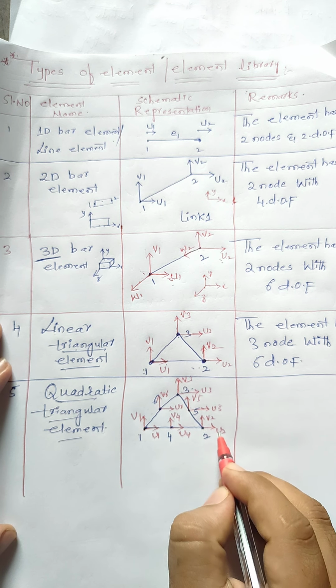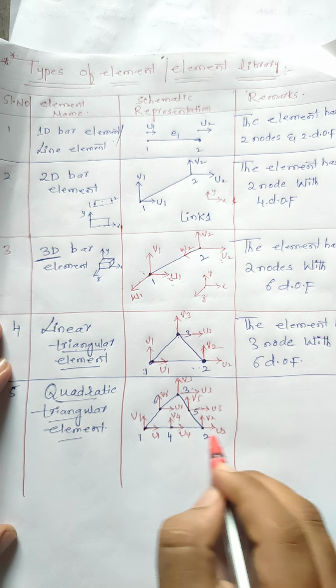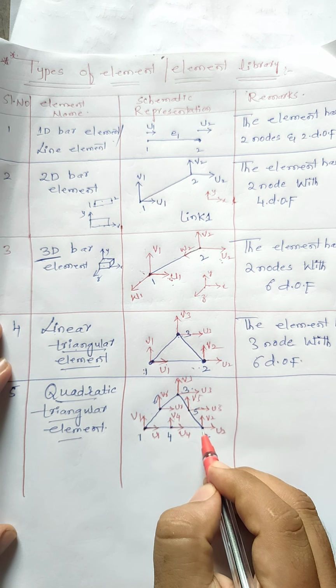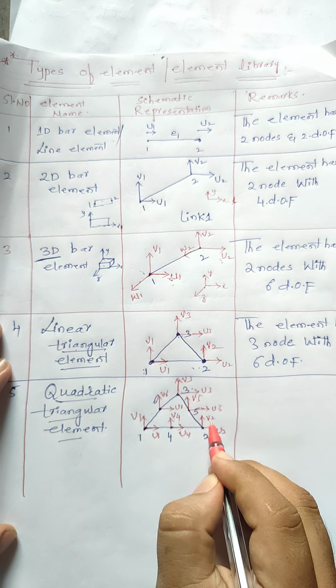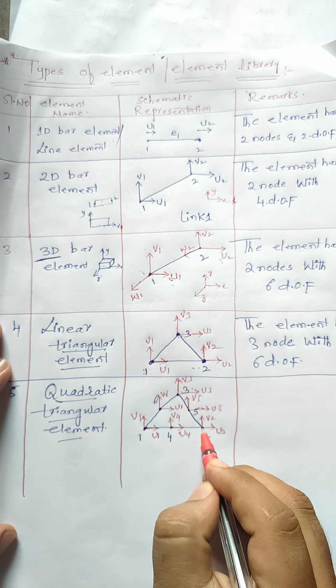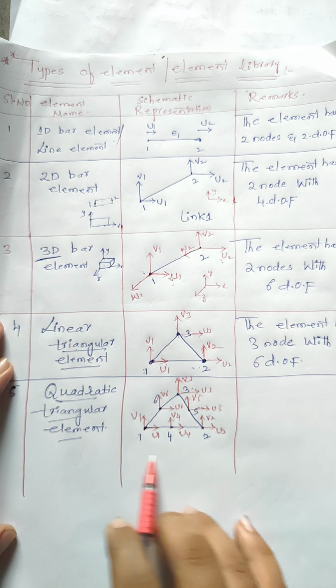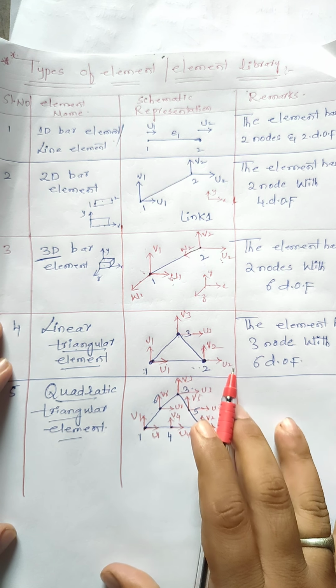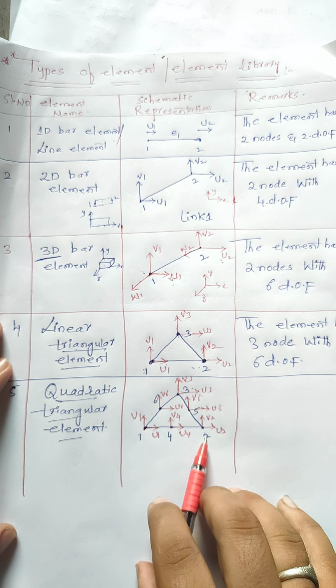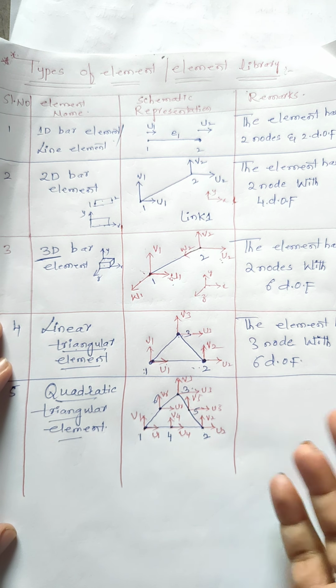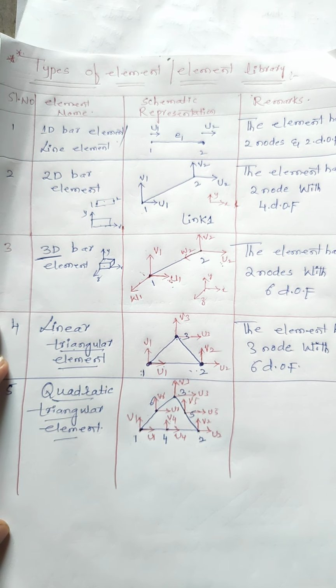At node 2, displacement u2 is acting in the x direction and displacement v2 is acting in the y direction. Is it right? A similar concept would apply to the other nodes. So we understood that here, in total, how many nodes are there? Total 6 nodes. How many degrees of freedom? 12 degrees of freedom.